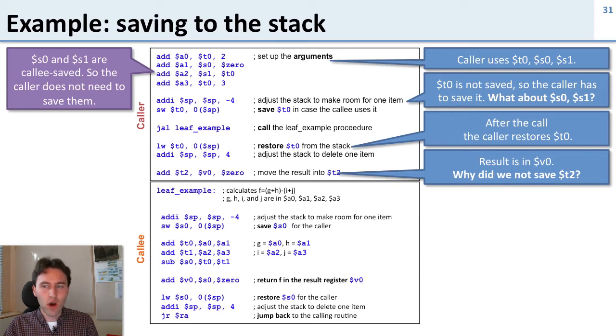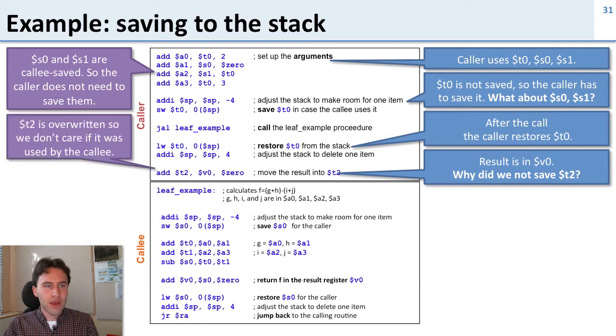And here's a question, why didn't we save T2? We're using T2 down here, but we didn't save it anywhere. And the reason for this is we overwrite T2. We copy the result from V0 from the procedure into T2, so we don't care if the callee messes up T2 because we're overwriting it.